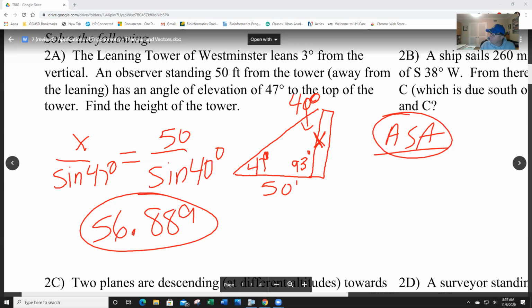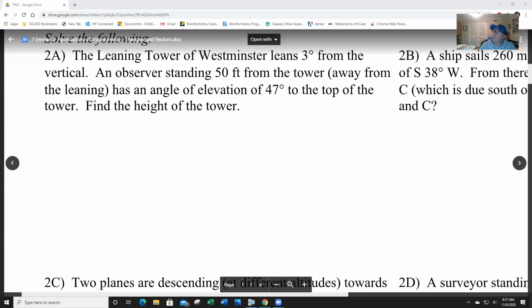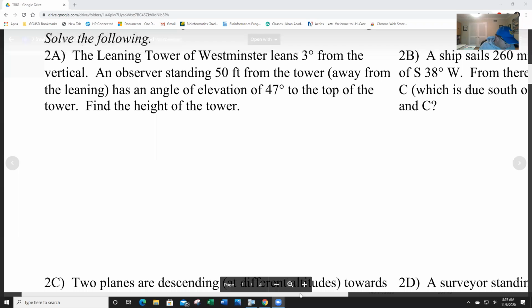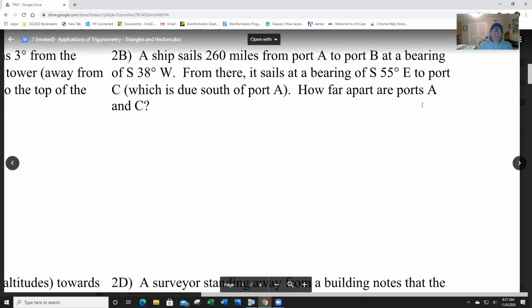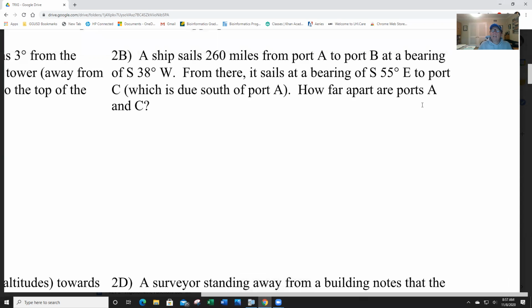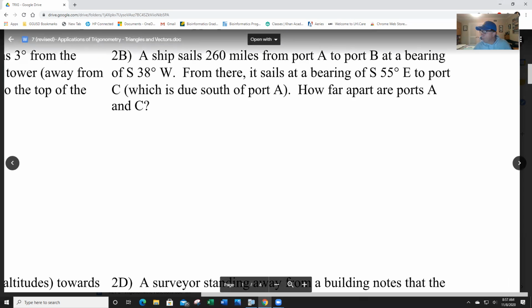Okay, question 2B. Now 2B, we're going to get into bearings, which is a review from earlier in the course. Okay, a ship sails 260 miles from port A to B at a bearing of south 38 degrees west. Okay, first thing we got to do is remember our degrees. Okay, I'll put it right here. So we got north and south. Okay, so if you got north and south, this will be west and this will be east. Okay. So that's the first thing you got to remember, which you may struggle right there.